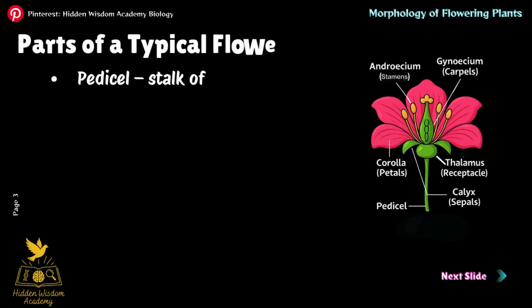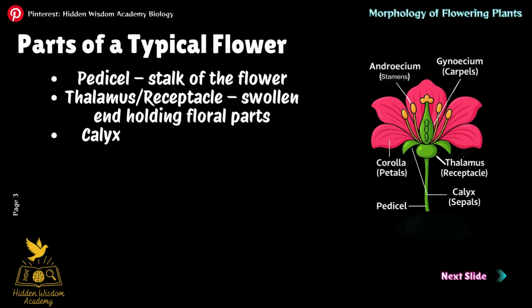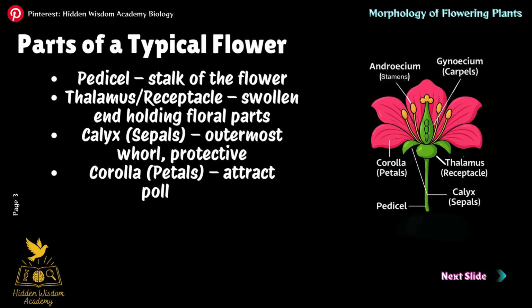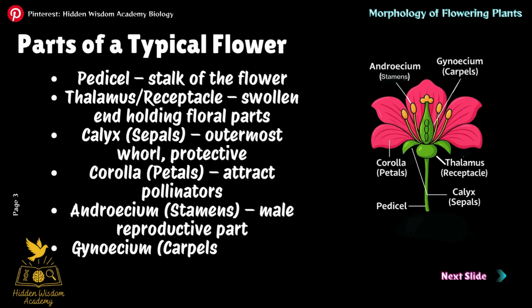Let's talk about the parts of a typical flower. A typical flower has several parts. The pedicel is the stalk that holds the flower. The thalamus, or receptacle, is the swollen tip that bears all floral parts. The calyx, made of sepals, protects the bud. The corolla, made of petals, attracts pollinators. The androecium is the male part with stamens, and the gynoecium is the female part with carpels. These parts work together for reproduction.